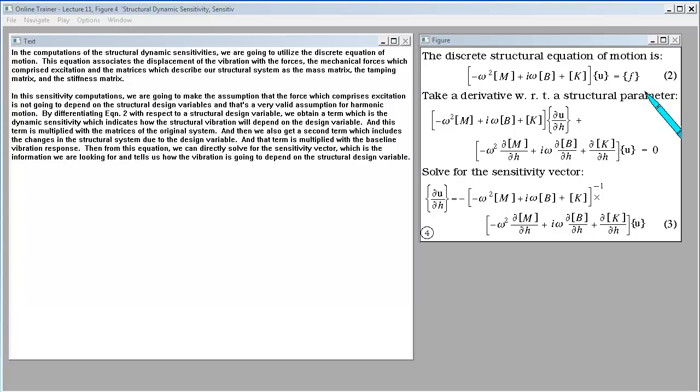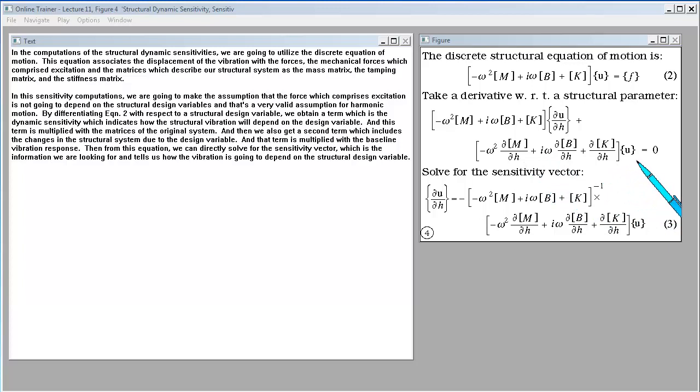By differentiating equation 2 with respect to a structural design variable, we obtain a term which is the dynamic sensitivity, which indicates how the structural vibration will depend on the design variable, and this term is multiplied with the matrices of the original system. And then we also get a second term which includes the changes in the structural system due to the design variable, and that term is multiplied with the baseline vibration response.